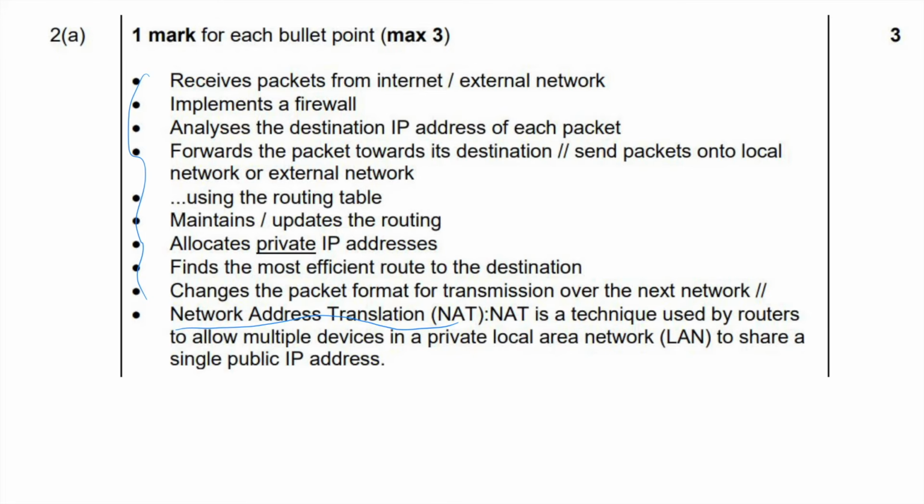NAT is a technique used by routers to allow multiple devices in a private local area network to share a single public IP address. So this is actually something we've seen before when I refer to a router basically having a single IP address. That's the only thing that's viewable to the world from your network. And that aspect of a network is called network address translation. So basically the idea of a router having a single public IP address and all the computers within your local area network not being individually viewable to the outside world, but only accessible through that IP address.